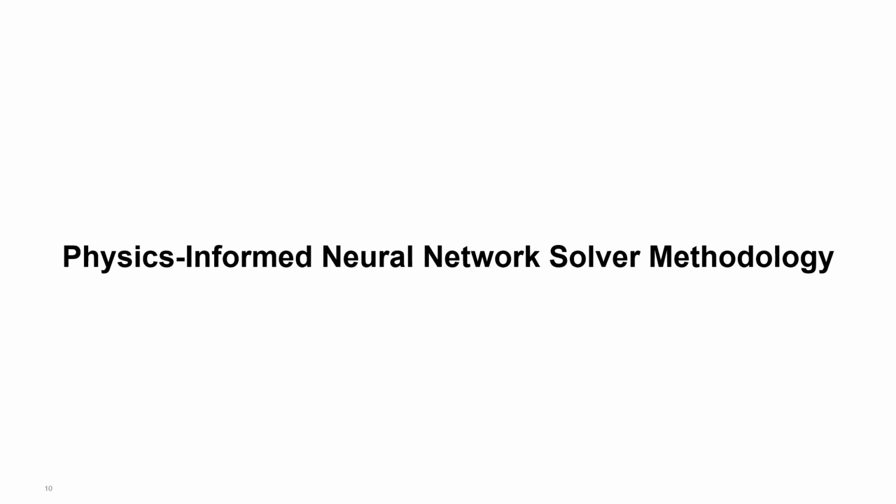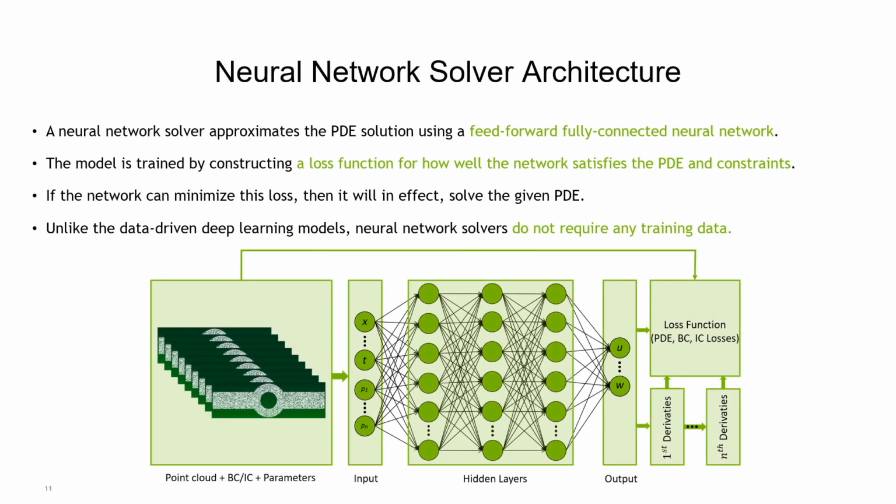Let's now look at some theory of physics-informed neural networks. The main idea in physics-informed learning is that you use a neural network model to approximate the solution to some partial differential equation. As an example, let's now consider the Navier-Stokes equations, which govern fluid flow.